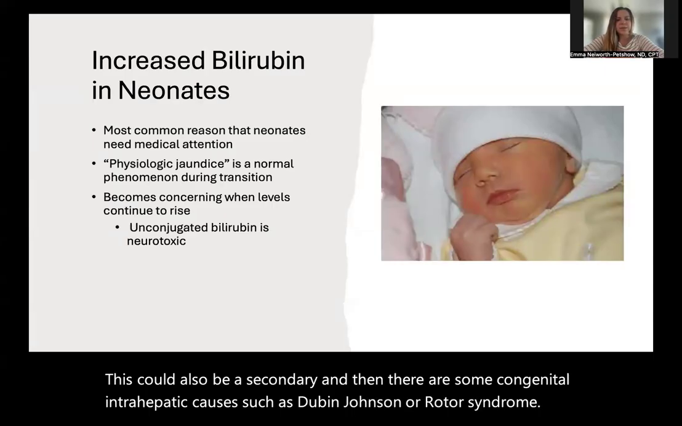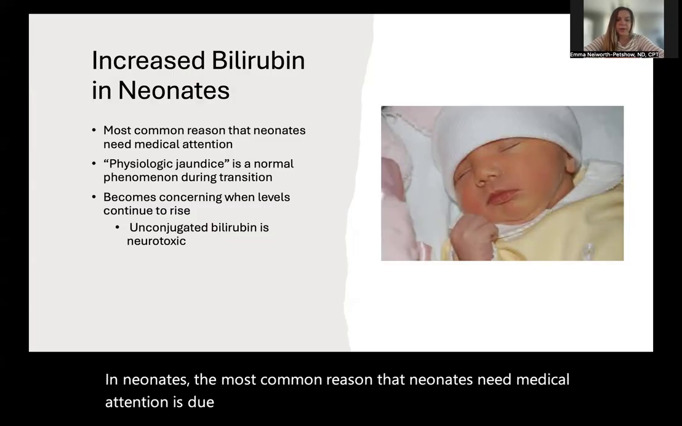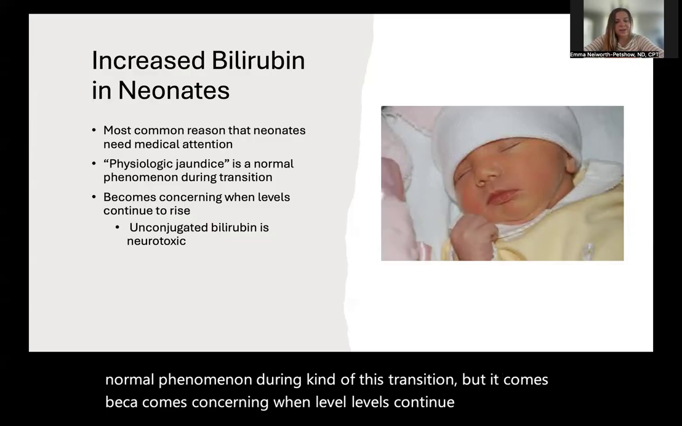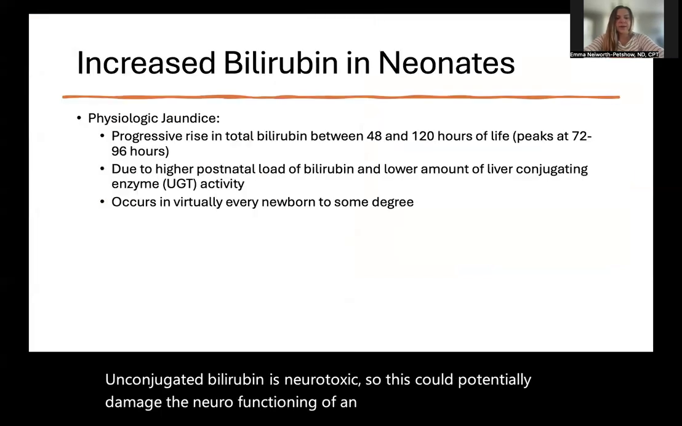In neonates, the most common reason that neonates need medical attention is due to increased bilirubin. Physiologic jaundice is a normal phenomenon during this transition, but it becomes concerning when levels continue to rise. Unconjugated bilirubin is neurotoxic, so this could potentially damage the neurofunctioning of an infant.